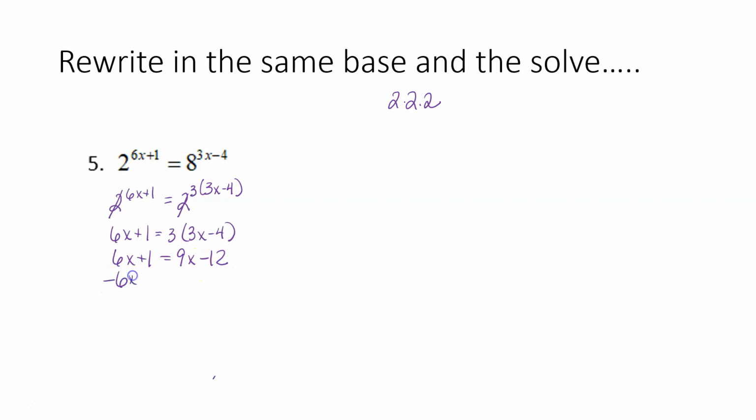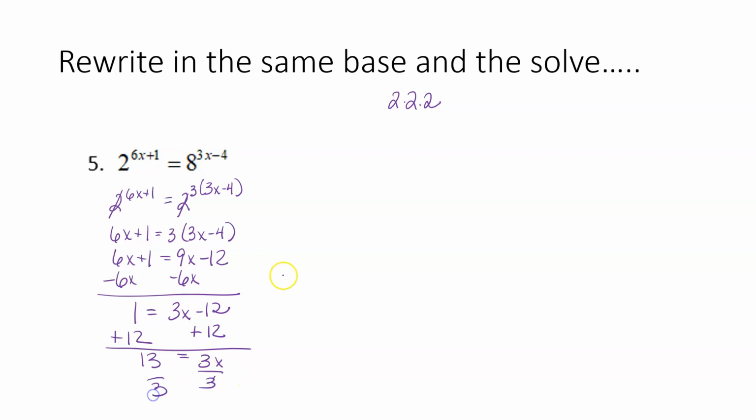So I'm going to get my variables to one side. So I have 1 equals x minus 12. I'm going to add that 12 to each side and divide by 3. So x is 13 thirds. Okay? Let's go to 6.